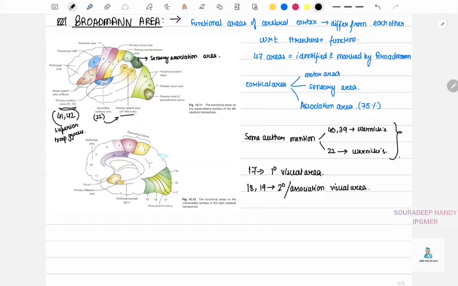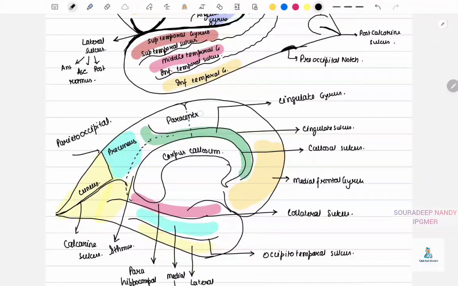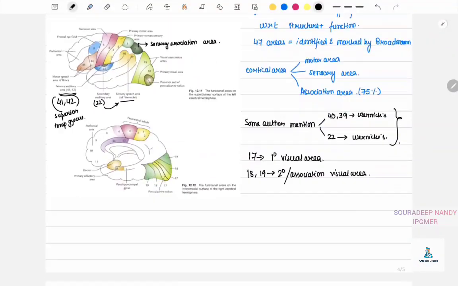Then coming to the medial surface, here is the paracentral lobule. Paracentral lobule is basically this part. It is occupied by this. So here is the 8, 9, 10, 11. These represent the prefrontal area. And the area number 28 is called the primary olfactory area, which is the anterior part of the parahippocampal gyrus.